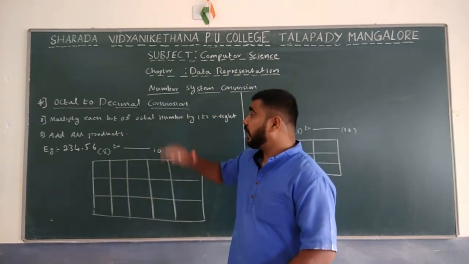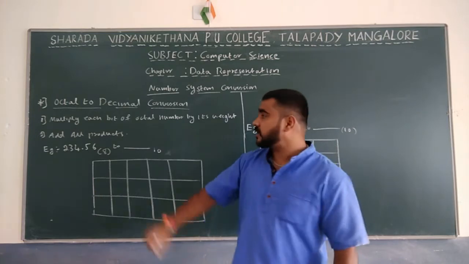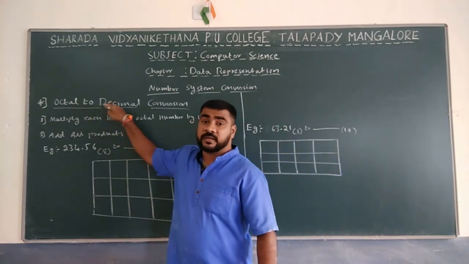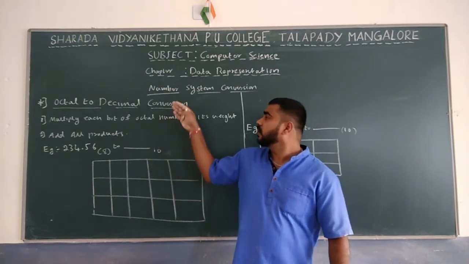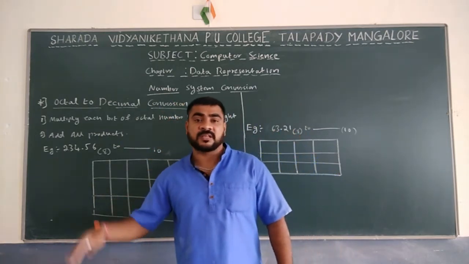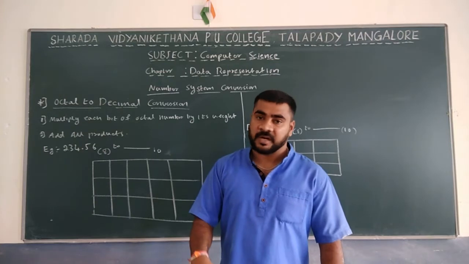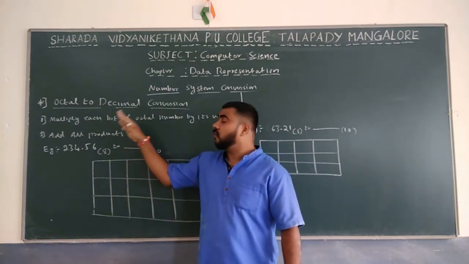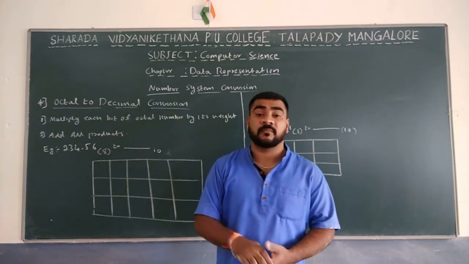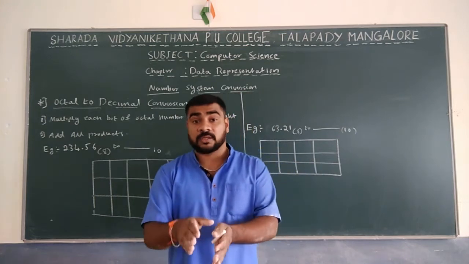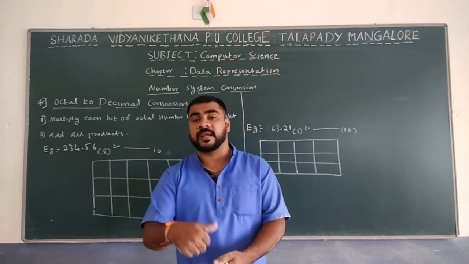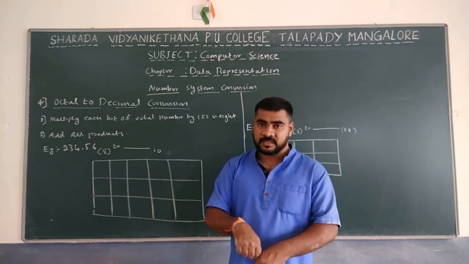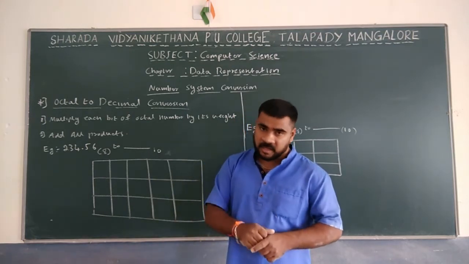Now we will move to the next type of conversion. The next type is octal to decimal conversion. Already we discussed decimal to octal: when a decimal is given, how we can convert it to octal. Here it is octal to decimal. Whenever any octal number is given, how can we convert that octal number into decimal format? This is one more type of number conversion.